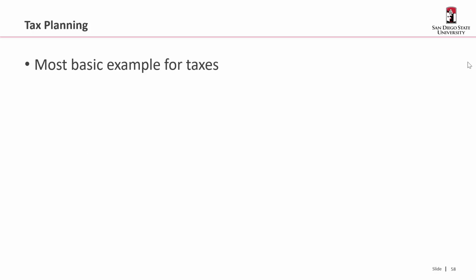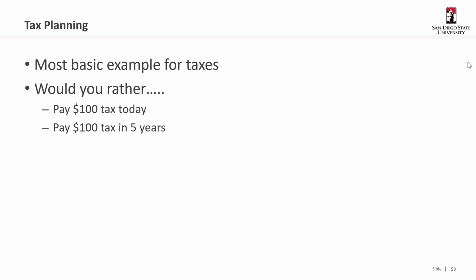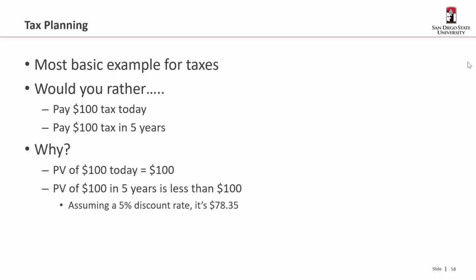Okay. So let's do a very basic example for taxes. Would you rather pay $100 tax today or pay that same $100 tax in 5 years from now? And I think most of us agree that we'd rather pay it in 5 years, right? We'd rather pay for our hamburger on Tuesday than today. And that's largely due to the time value of money, right?